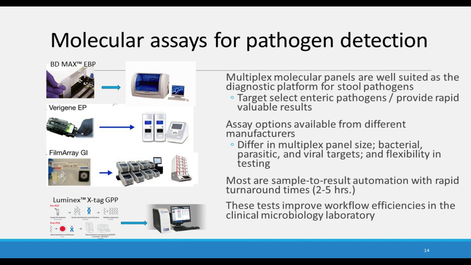They differ in multiplex panel size. They have bacterial, parasitic, and viral targets, and some of them offer more flexibility in testing than others. Most are sample to result automation with rapid turnaround times of around 2 to 5 hours.